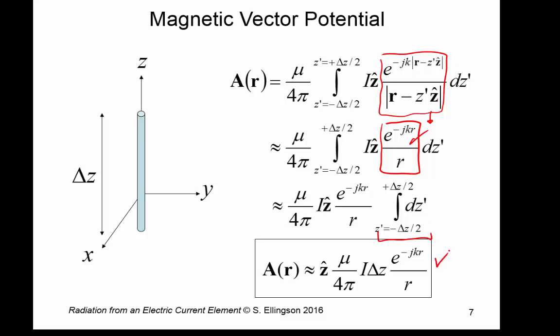We now find that the magnetic vector potential is simply z hat, mu over 4 pi, the current moment here, times the phase factor, times the magnitude factor. So we get a surprisingly simple result. And remember, when the source is a current moment, the magnetic vector potential always points in the same direction as the current moment. So this makes sense.